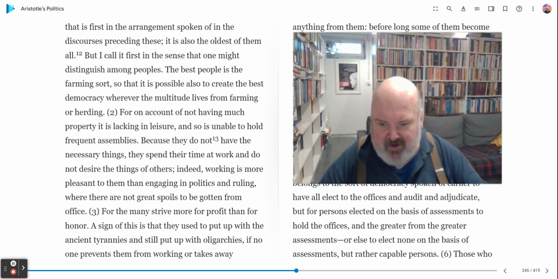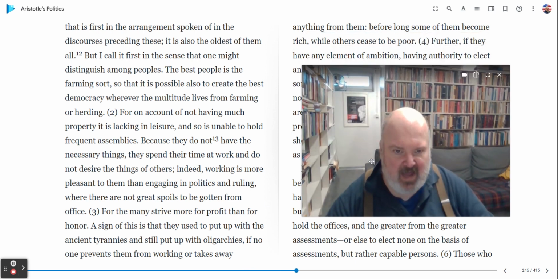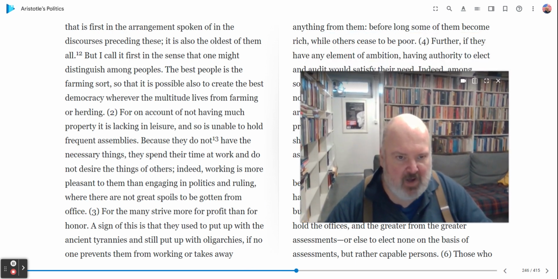For the many strive more for profit than for honor. A sign of this is that they used to put up with ancient tyrannies and still put up with oligarchies if no one prevents them from working or takes away anything from them. For before long, some of them even become rich, while others cease to be poor.